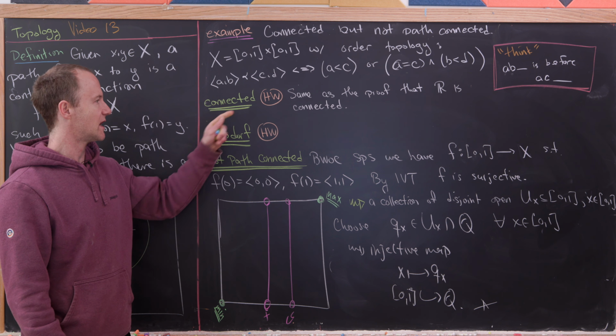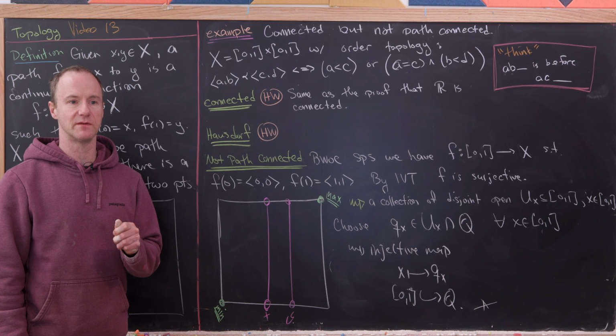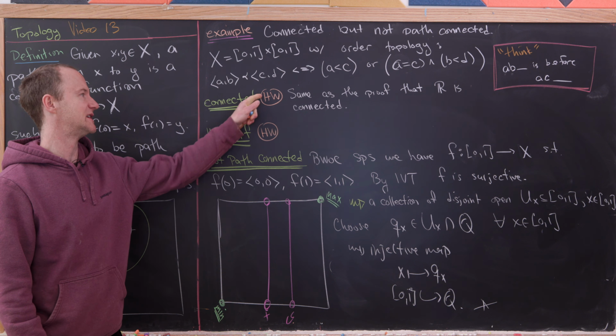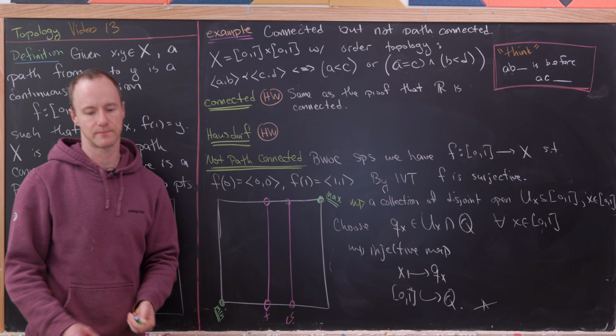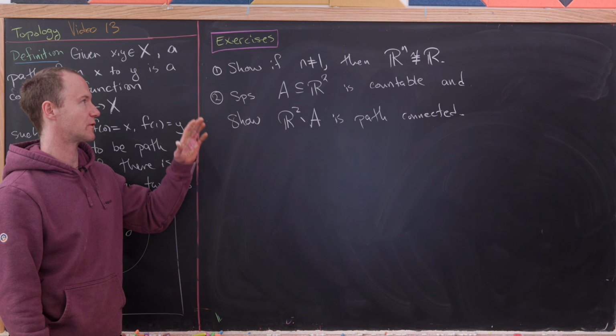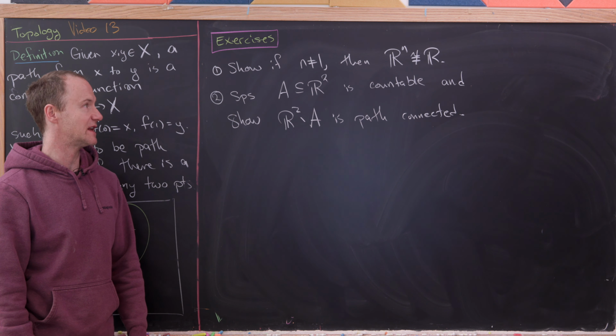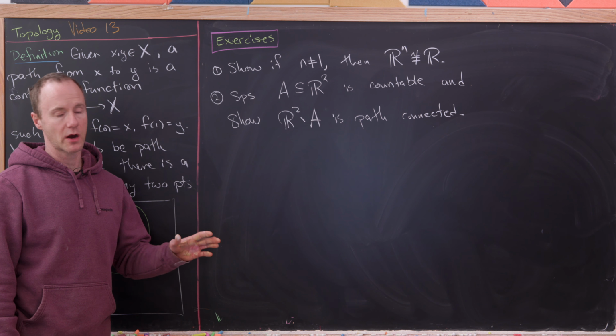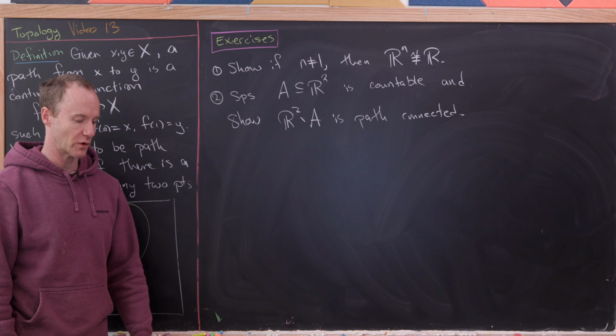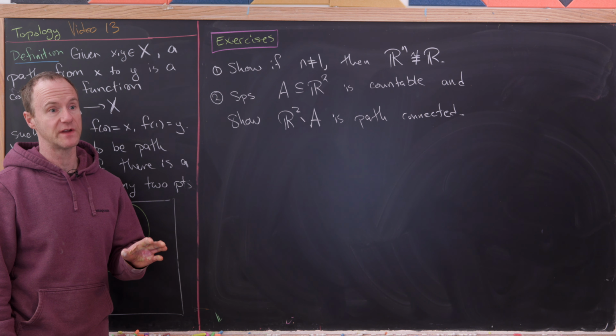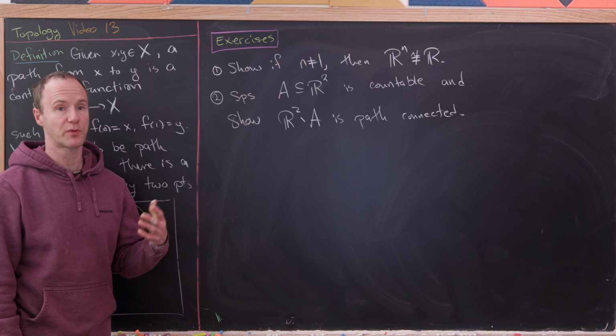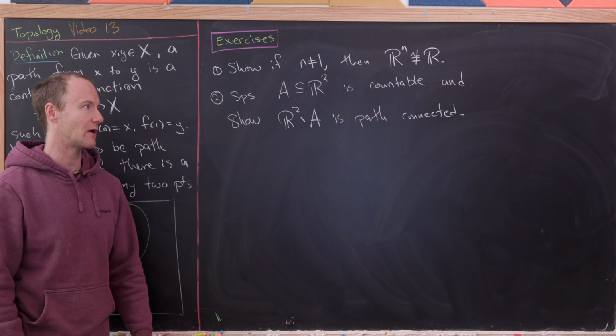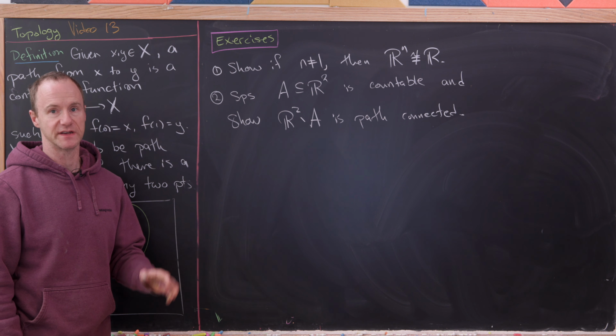Okay, so now I'm going to leave you some other homework exercises in addition to these two right here that we talked about. The first is to show that if n is not equal to 1, then R^n and R are not homeomorphic. Now, keep in mind that this whole video was about path connectedness, so you probably want to use something about path connectedness for this proof.